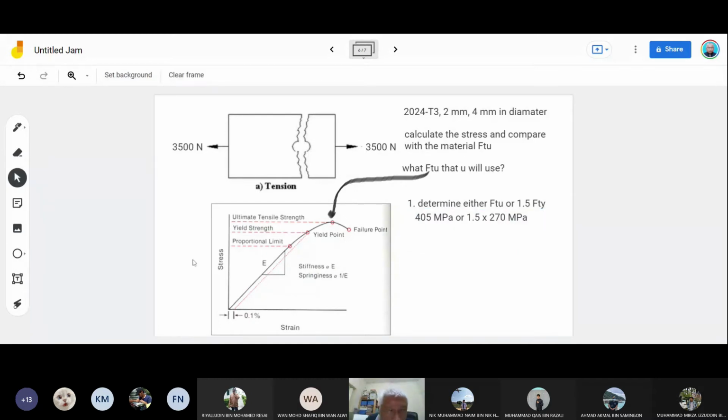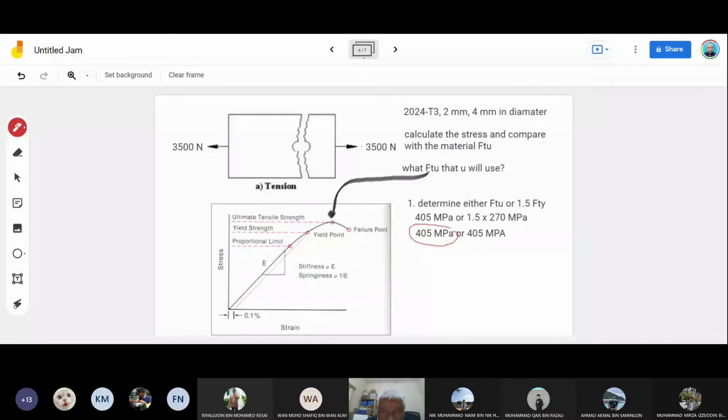Okay. Then what do you get? I think 405 megapascal, or you multiply 1.5 to 270, you will get also 405. Identical. So for this situation, we use 405 megapascal. That is the critical failure stress in tension.